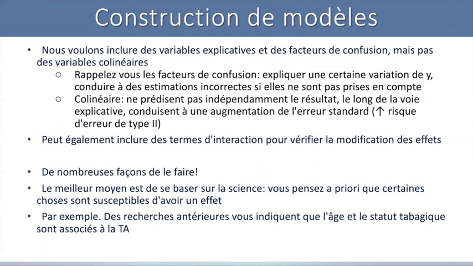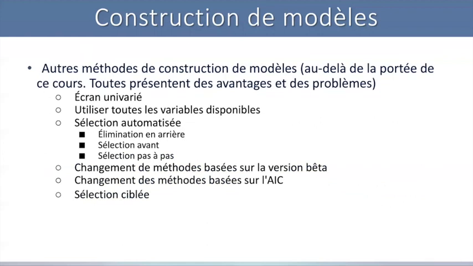The best way to build a model is based on science. You believe ahead of time that certain things are likely to have an effect. For example, prior research tells you that age and smoking status are associated with blood pressure, so you decide to include those. There are other methods of model building, but these are beyond the scope of this course.